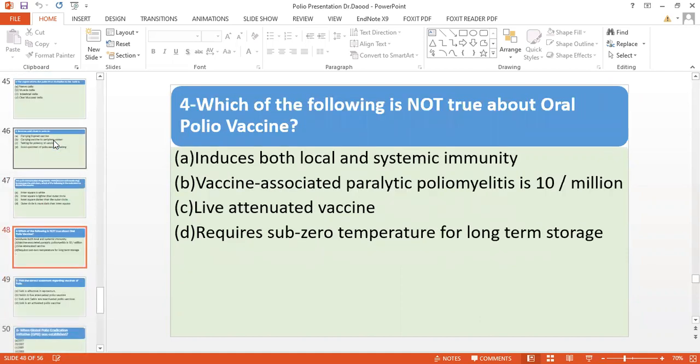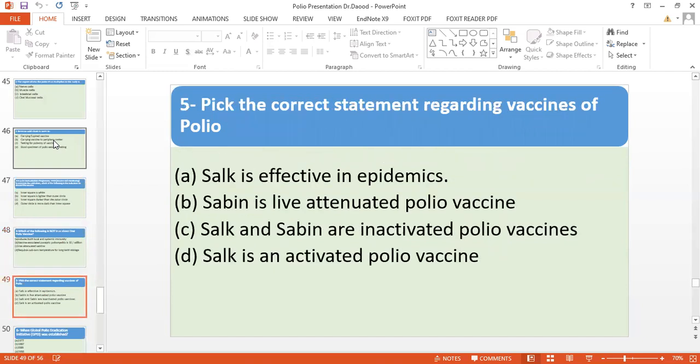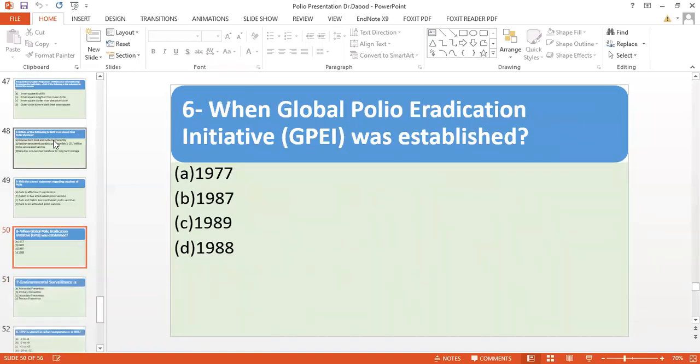Which of the following is not true about the oral polio vaccine? D. That's not 10 in 1. It's 1 in 1 million. That's 1 in 1 million. The correct statement regarding the vaccine of polio is B. When the global polio eradication started, 1988. That's 88.